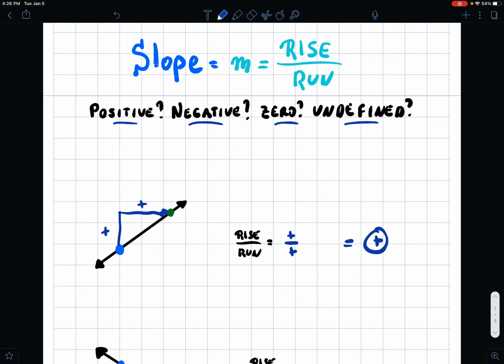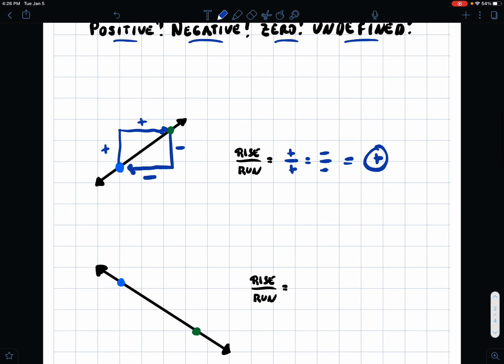But if I said that I was going from here to here, going from right to left, I'm going down, which means my rise is negative, and I'm going to the left, which means that my run is also negative. And we know that a negative divided by a negative also gives us a positive. That's why when the slope is going up to the right, it's a positive number.